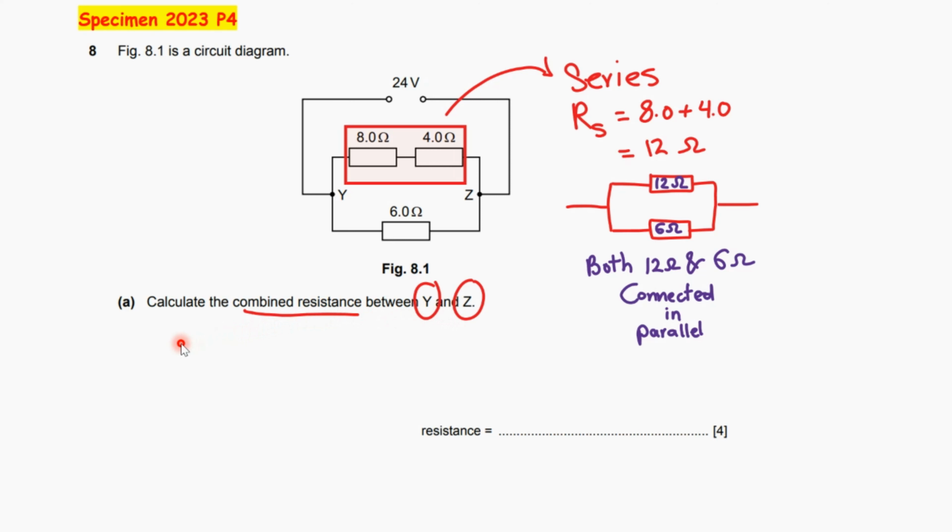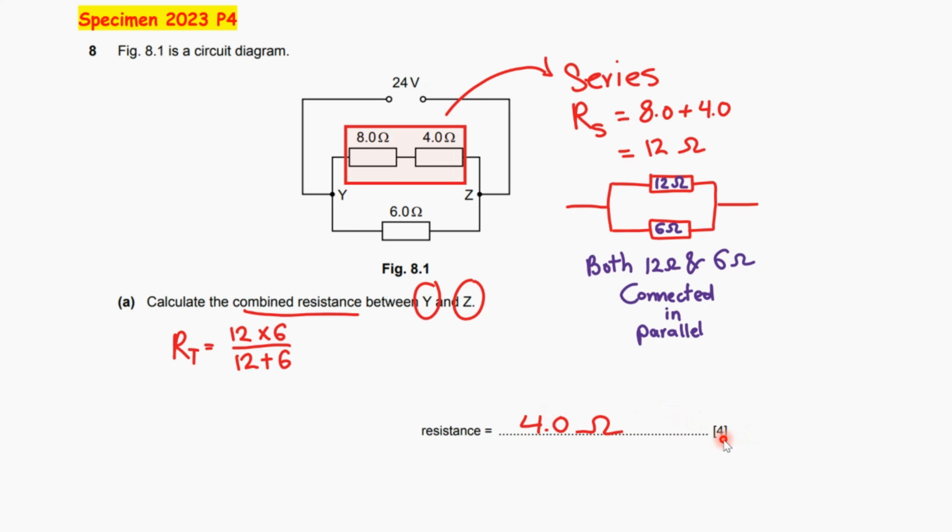How can I find the total of these two resistors in parallel? So 12 times 6 divided by 12 plus 6. Which is R for the combined one, the series, times the 6, divided by the 12 plus 6. The multiplication of both resistors in parallel, divided by the summation of the same two resistors. It gives us 72 divided by 18, which is the final answer, 4.0 ohm.